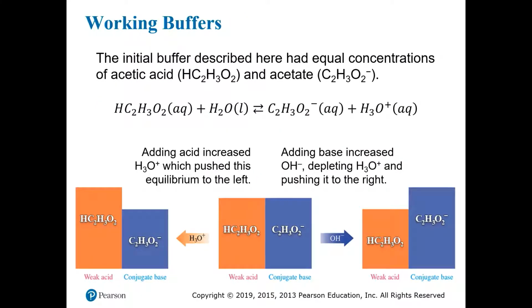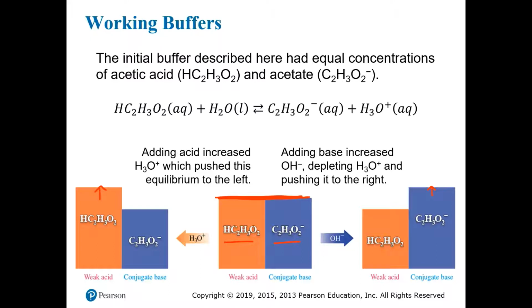The initial buffer described here had equal concentrations of acetic acid and the acetate ion, as you can see, because the bars here representing the concentrations started off at the same level. When we added a little bit of acid, it tipped the balance more towards the acid side, which caused the pH to decrease, but only by a little bit. And when we added more base, it tipped the balance towards the base side, which caused the pH to increase, but again, only a very little bit. As long as you have both components in solution, the pH is maintained within a small range.